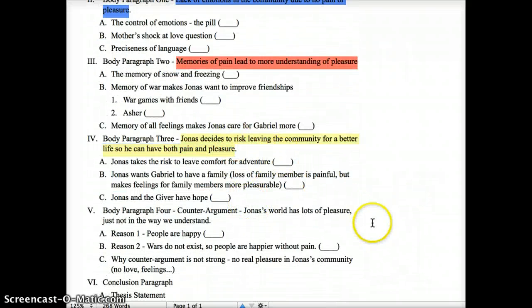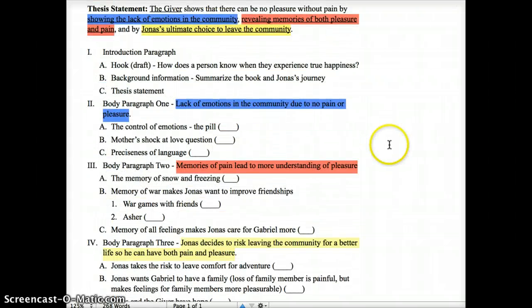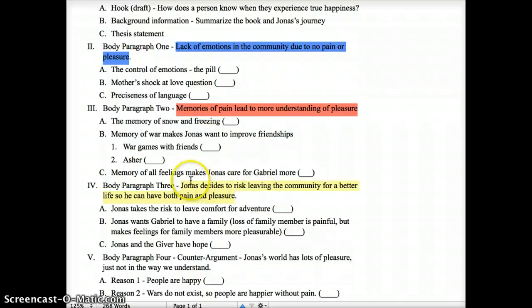Now, some of you might be asking yourself the question of why did Ms. Vauber write this subtopic differently in the body of the essay than I did up here? Well, when we're listing subtopics, we might not want to be that wordy, but when we're using topic sentences, we want to be more specific. So Jonas decides to risk leaving the community for a better life so he can have both pain and pleasure. Ooh, that's a full sentence because I had a really good idea when I was writing my outline.